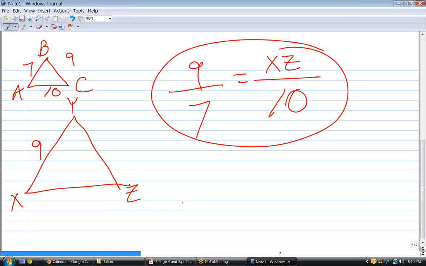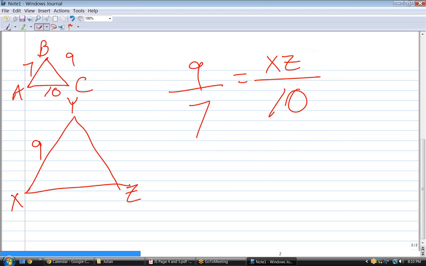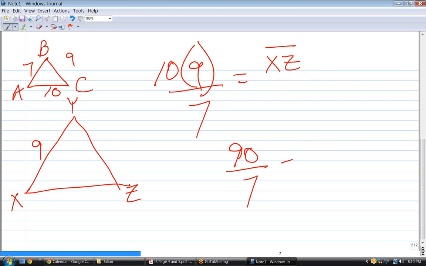So, do you cross multiply? Normally you do cross multiply, but notice that that's counterproductive. If I cross multiplied, the next step I'd have to do is divide both sides by 7. I'm trying to find line segment XZ, so all I have to do is multiply both sides by 10. Notice that is one step short of cross multiplying. I'm only multiplying one side by 10 and I have my answer. 90 over 7. That is 12.9.